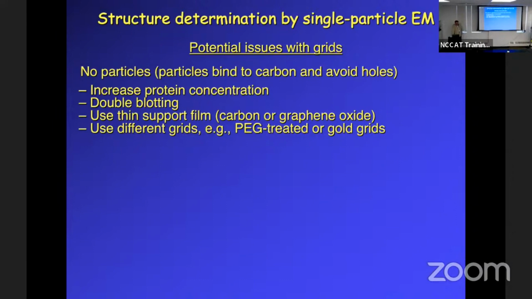You can use thin support films, that's probably the most common way these days, especially because graphene oxide layers don't introduce a lot of noise. So these are very nice films to use. And then there have been different ways. There have been PEG-treated grids, that basically passivate the carbon film so the particles have to go in the holes, or you can use cold grids. So all kinds of ways that you can force it. Yes?